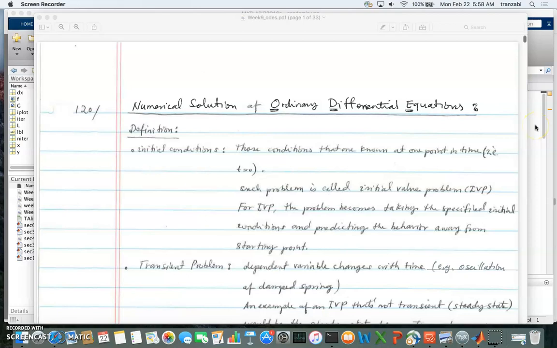Welcome back to CHE531. In this video, I'll be talking about numerical solution of ordinary differential equations. This is page 120 in lecture notes. So before we start talking about how we can solve differential equations numerically, I'd like to go over some definitions of terms that we're going to use throughout this part of the course.